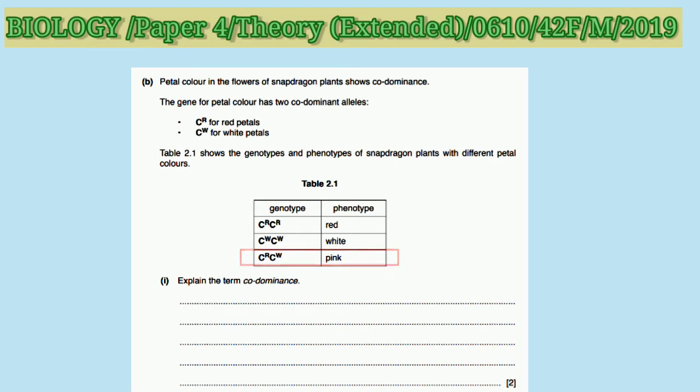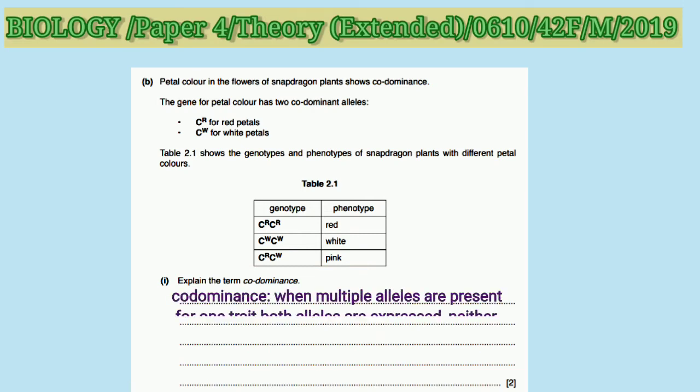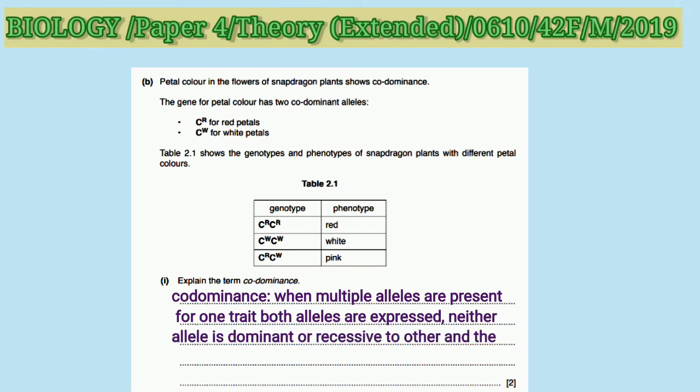So, the term co-dominance means that when multiple alleles are present for one trait, both alleles are expressed. Neither allele is dominant or recessive to the other, and the phenotype of the heterozygote is intermediate. As in the given example, the color of the heterozygote here is pink, which is intermediate between red and white.